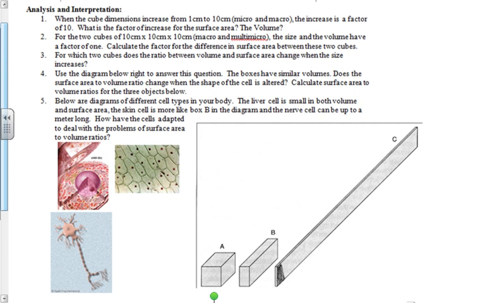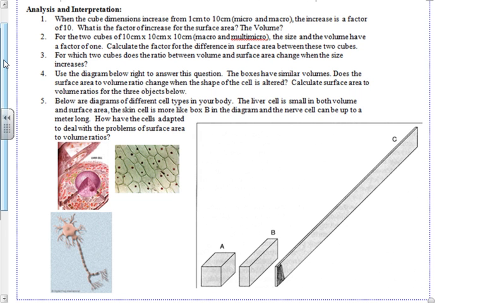Okay, number 4. Use the diagram below right to answer this question. So that is this one here. These cells, because that's what they represent, all have the same volume, but they all have different surface areas. Now when you do the calculations, you'll actually have to measure. They'll come out pretty close. When you actually do the measurements, the volume ends up being slightly different, but very close to the same. But the surface areas are way different.